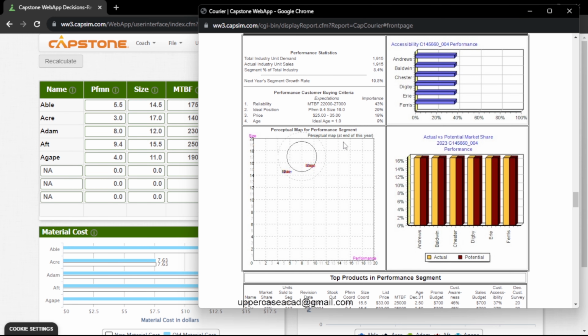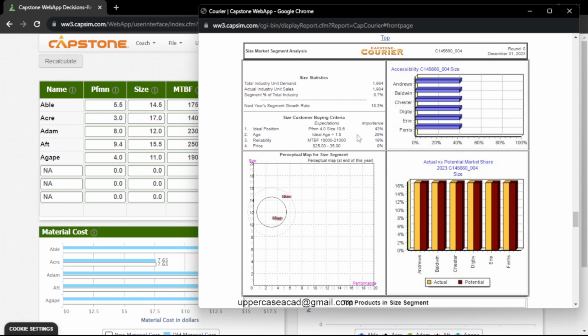The next is the performance market segment. Under the performance market segment, reliability has an importance of 43%, ideal positioning has an importance of 29%, price has an importance of 19%, while age has an importance of 9%. Finally, the size market segment. Here we see that ideal positioning has an importance of 43%, age has an importance of 29%, reliability has an importance of 19%, while price has an importance of 9%.